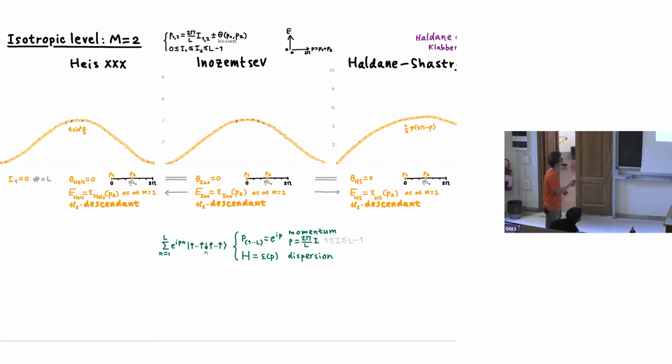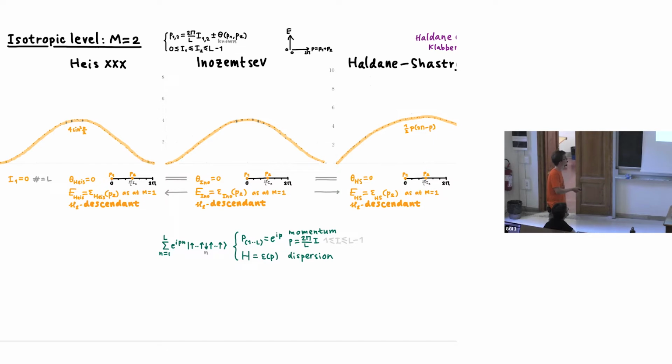Here you find this dispersion is just the sine squared that you know from the Bethe ansatz. Here it is some more complicated elliptic function. And then here it becomes very nicely, for Haldane-Shastry, a parabola. So it's a half p times 2 pi minus p. It's a very beautiful parabola that's 0 at 0 and at 2 pi. This is a very nice dispersion of Haldane-Shastry. This is one of the first signs that something special is going on here. And this was the eigenvalues for the M1 sector.